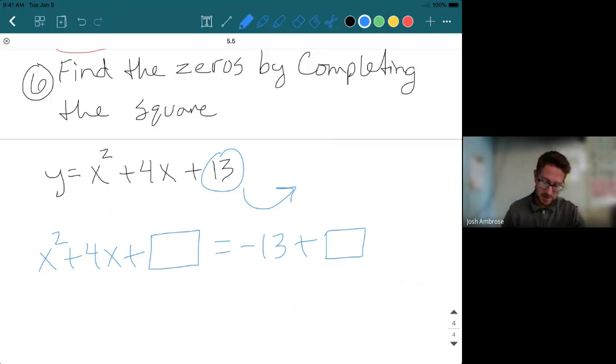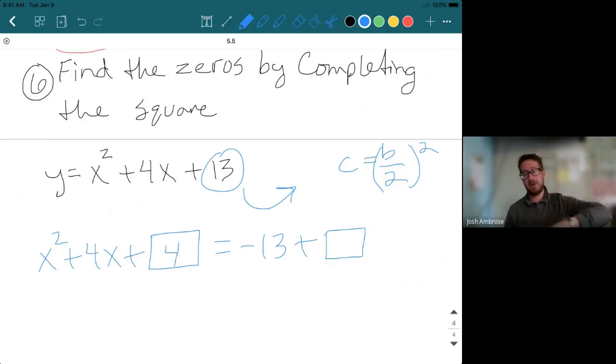How do you solve for c? Don't forget, c equals b divided by 2, then take that and square it. So b is 4. 4 divided by 2 is 2. Square it, it's 4. So that's what we're plugging into each of these values. The blanks are now our new c values. All right?